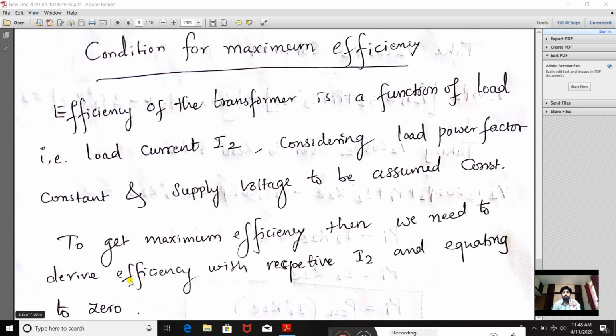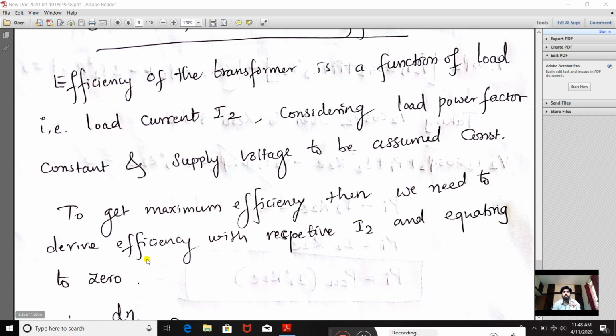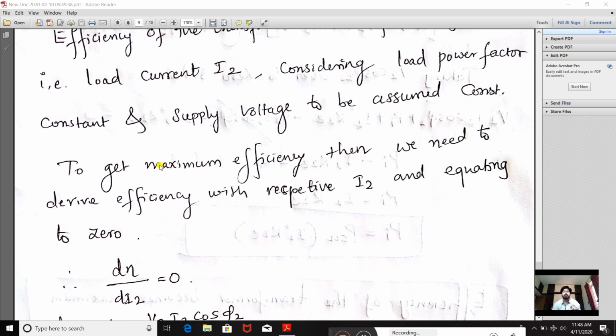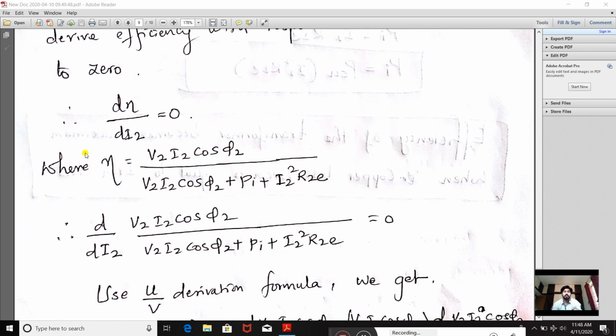To get maximum efficiency, we need to differentiate that efficiency term with respect to the current I2, and we have to equate it to 0. Then we can achieve the condition for maximum efficiency. So let us start deriving that differentiation. I am differentiating the efficiency term with respect to current, and equating it to 0, to get the condition for maximum efficiency.